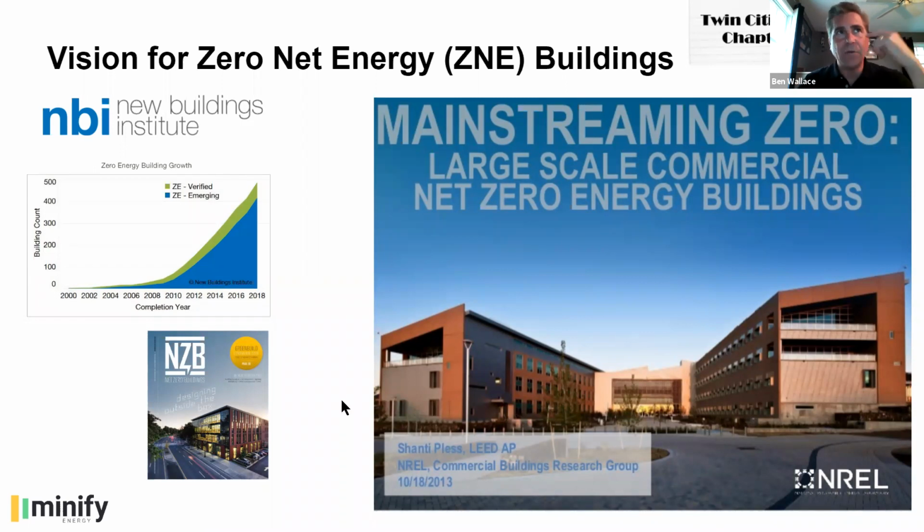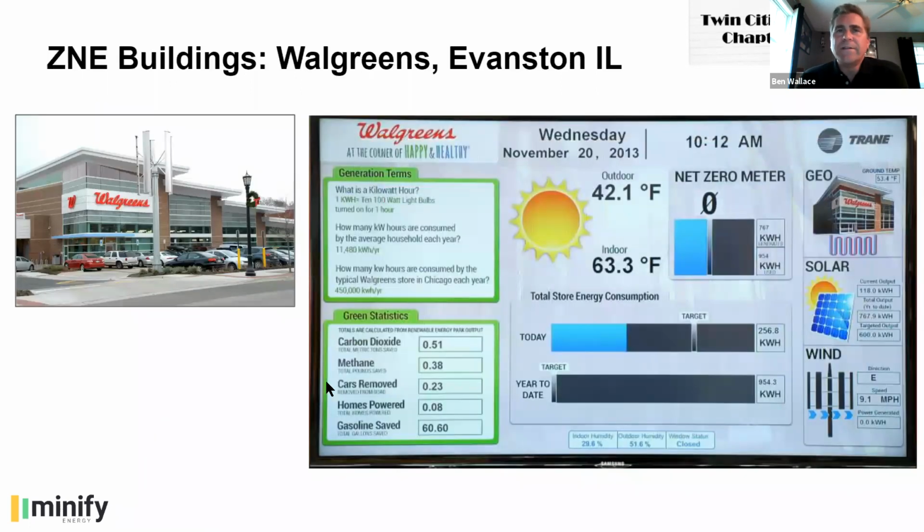You can see on the left, New Buildings Institute is one organization concerned with net zero buildings, or ZNE, zero net energy buildings, and the hockey stick growth chart there is also a publication, NZB buildings, if you're interested in looking into that further. One example of a zero net building is Walgreens in Evanston, Illinois.